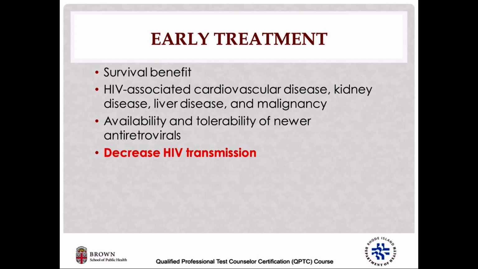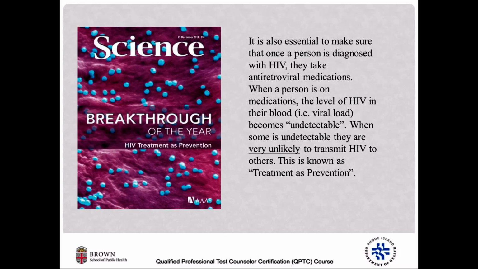As I mentioned, really one of the goals of early treatment is to decrease HIV transmission. In 2011, a large study was done that was really hailed as one of the breakthrough scientific discoveries of the year. The concept was known as HIV treatment as prevention. As I mentioned, what this means is that when someone is on medicines, they become very unlikely to transmit HIV. This has given a lot of us hope and it means that essentially just by diagnosing people and getting them on treatment, we can make a significant dent in addressing the HIV epidemic.